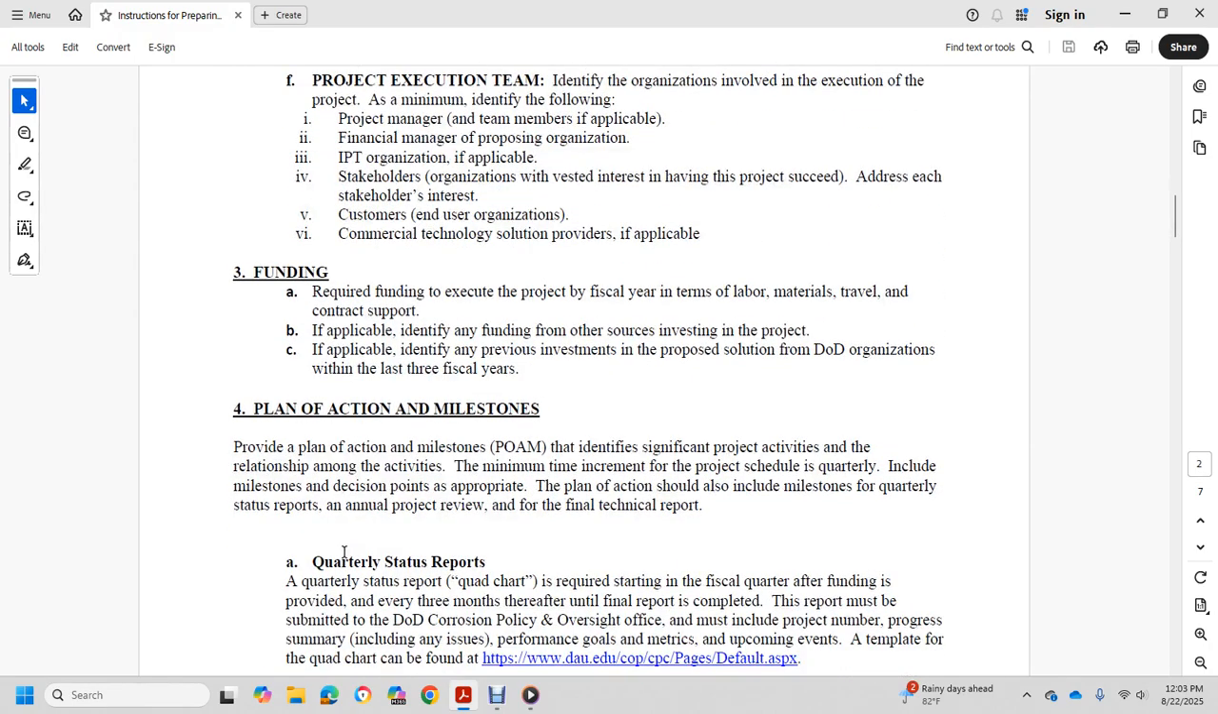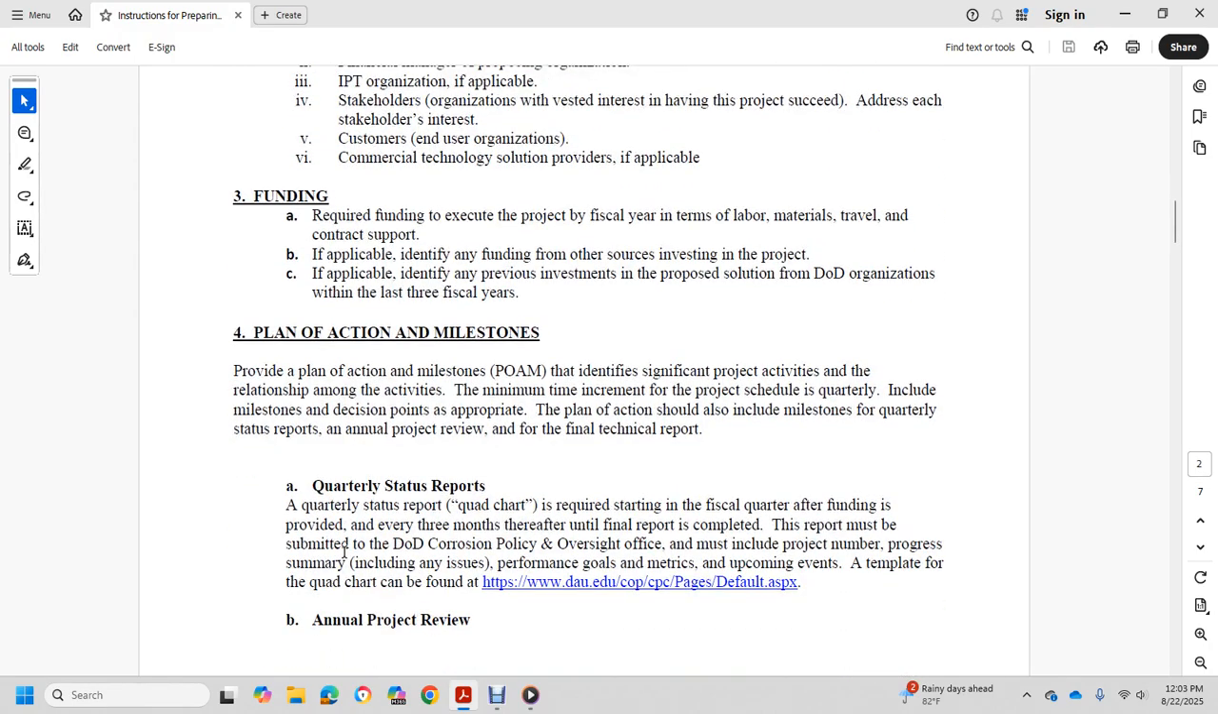Planning action milestones. Provide a planning action milestone schedule, identifying significant project activities and their relationships, with a minimum time increment of quarterly. Include milestones and decision points as appropriate. The plan should also show milestones for the quarterly status report, annual project review, and final technical report.